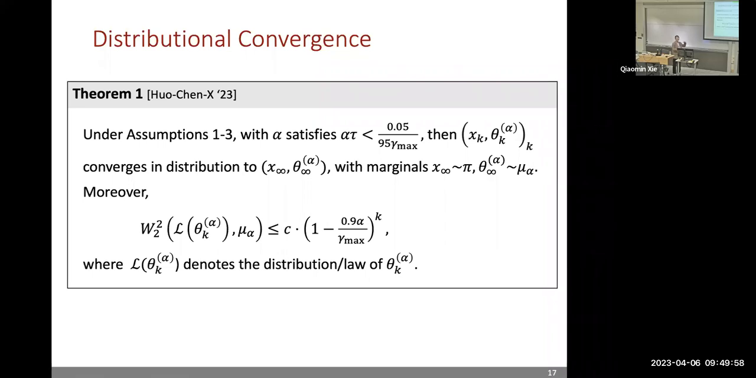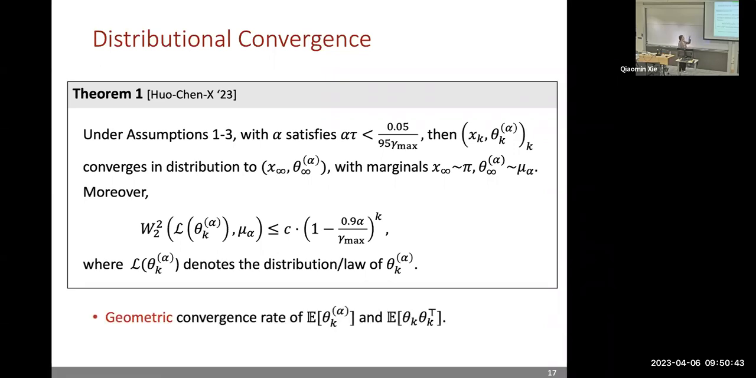Importantly, we first show the joint convergence of the augmented Markov chain. Then we can show that the distribution, or the law, of theta k at iteration k, and the limiting marginal distribution, the distance between them will decay geometrically fast in the Wasserstein distance of order 2. The geometric rate depends on the step size you choose. That's also what we saw earlier: if you choose a different step size, it will show a different convergence rate.